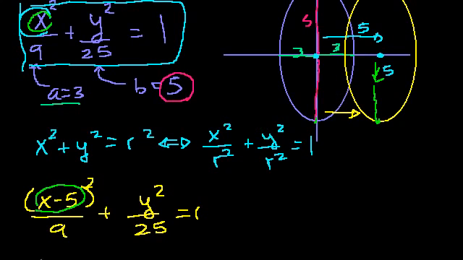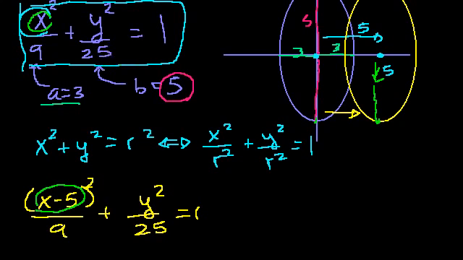This is something you often learn in conic sections, but it's true of any function. When you shift things, you shift it this way. If you shift this graph to the right by 5, you replace all of the x's with x minus 5. And if you were to shift it down by 2, you would replace all the y's. Remember, we're shifting down by 2, so you would replace all the y's with y plus 2.